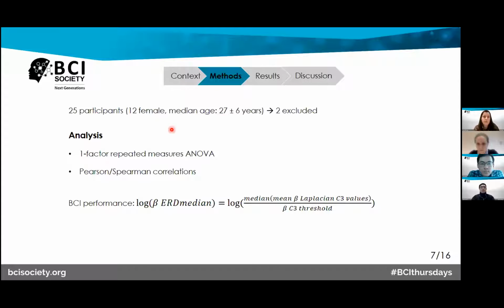For the results, we report the results from repeated measures ANOVAs, as well as Pearson and Spearman correlations. What we use to quantify the BCI performance is the logarithm of the desynchronization in the beta band that was computed over the C3 electrode, which is over the left motor cortex since the movements were imagined on the right hand. We divided those values by an individual threshold in order to compute an individual desynchronization for the participants.